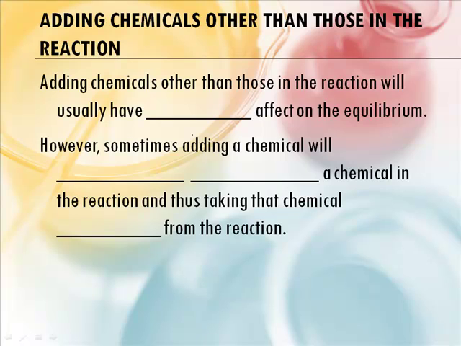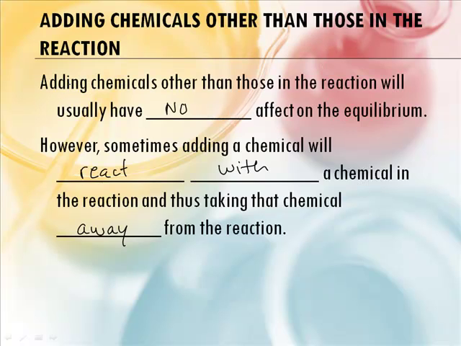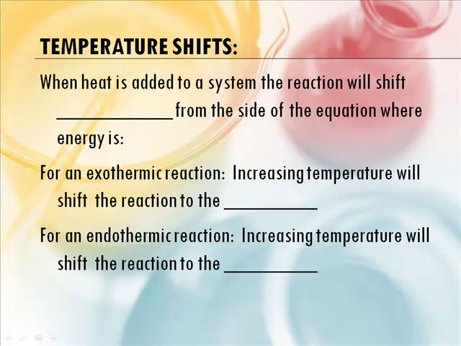Okay? All right, so when I add chemicals other than those in a reaction, what usually happens is they have no effect on the equilibrium. Now, there is an exception to this. Sometimes adding a chemical will react with a chemical in a reaction, thus taking the chemical away from that reaction. That's the example we did a minute ago with adding the dihydrogen phosphate, shifting this reaction to the left. Okay? Now, what about temperature shifts?